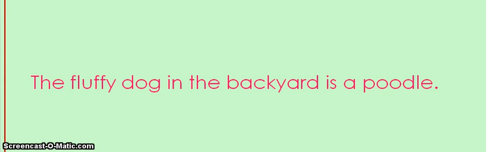The first example is, the fluffy dog in the backyard is a poodle. First, we must identify our subject of the sentence. The subject in this sentence is dog. So we'll underline dog and label it S for subject. Now we have to identify our linking verb. In this sentence, the linking verb is "is." So we'll double underline "is" and label it linking verb.